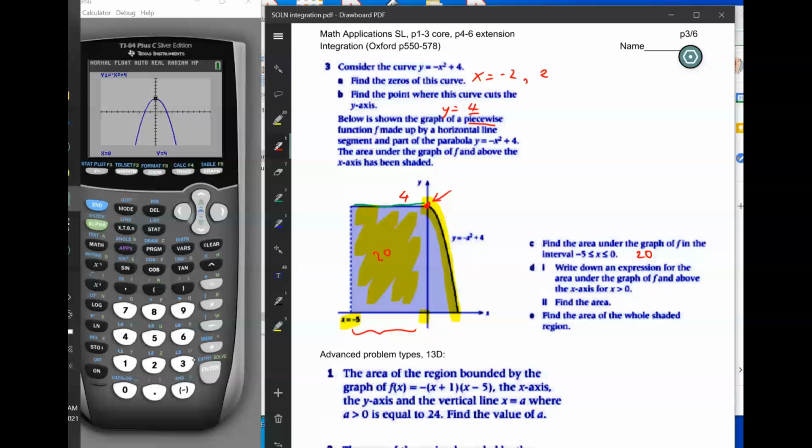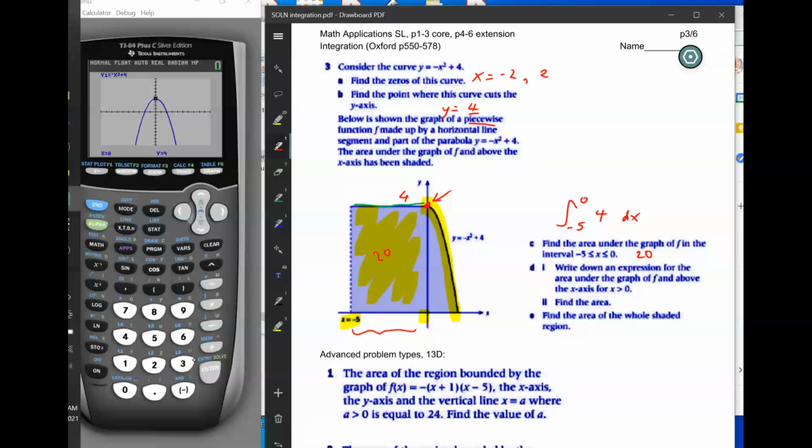If you would like to, you could do the integral from negative 5 to 0, because those are the left and right edges of the rectangle, and the height of the rectangle, or the function of the rectangle, is 4. And you could just do this integral, and you would also find that the answer is 20.